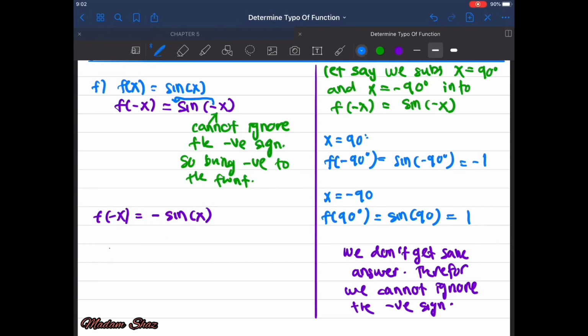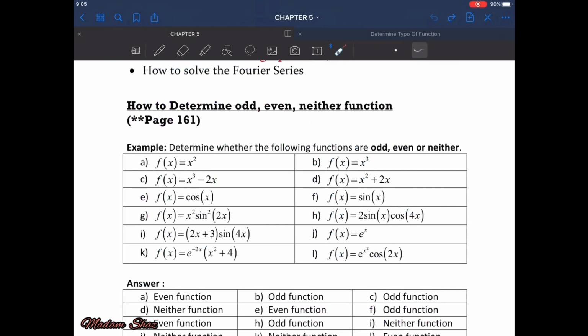So the conclusion is f(x) is an odd function. Okay, now let us continue with the next example. We have completed examples A, B, C, D, E, F. Now before we continue with example G, let us continue with example H first.